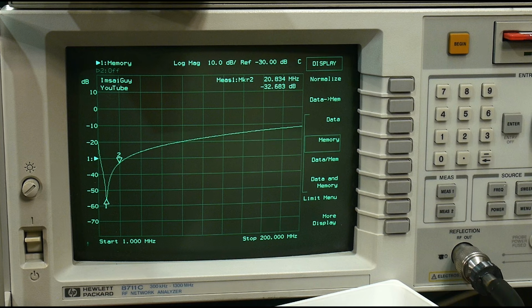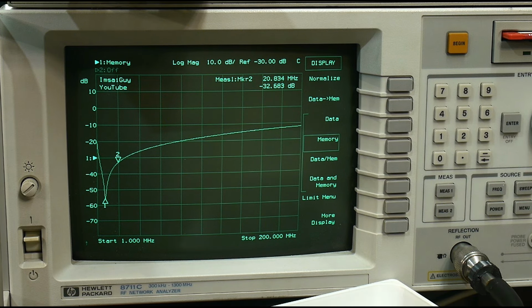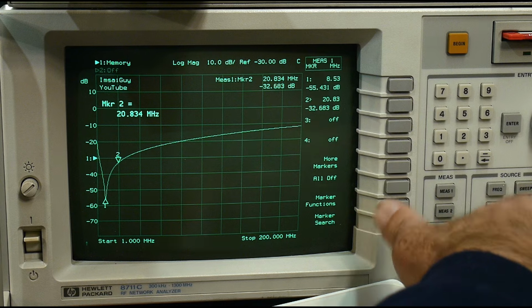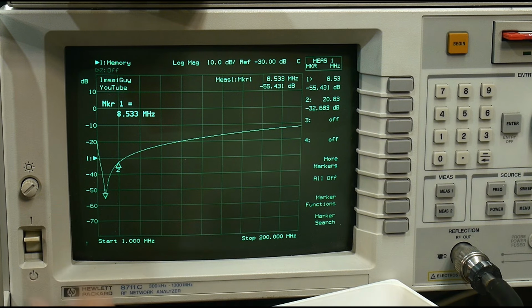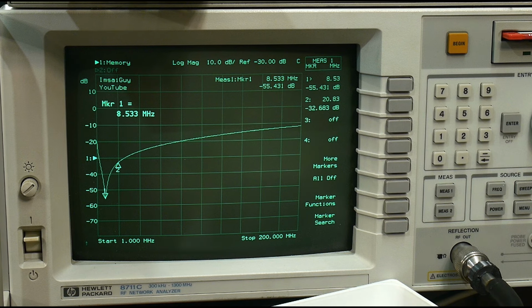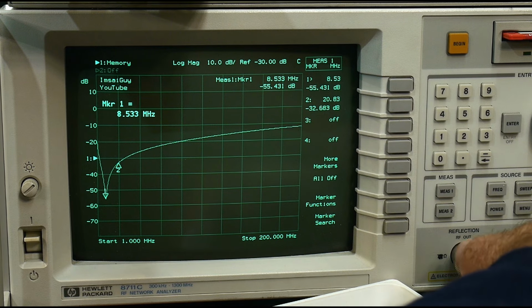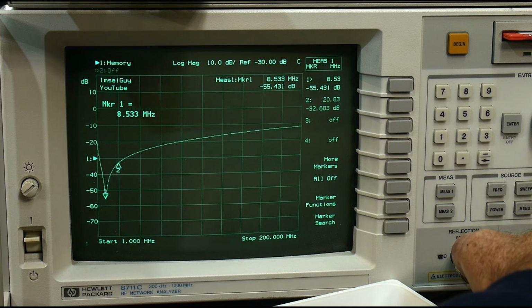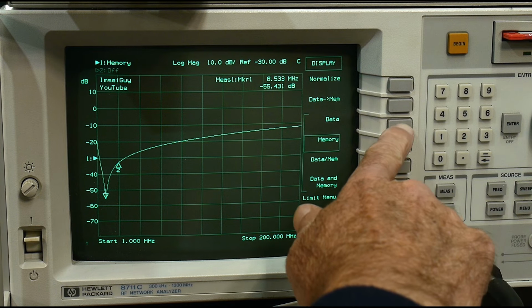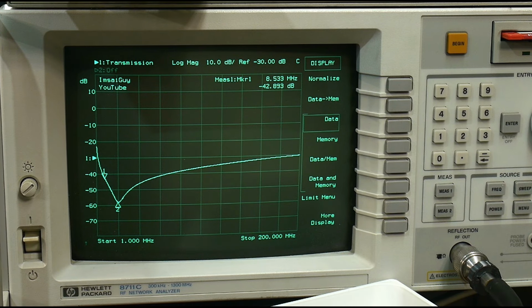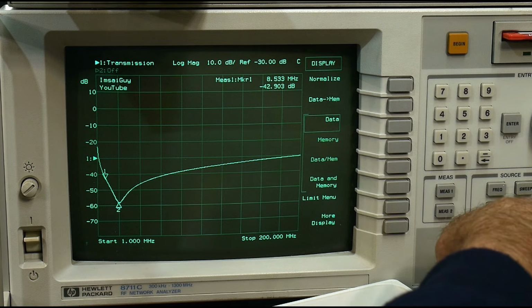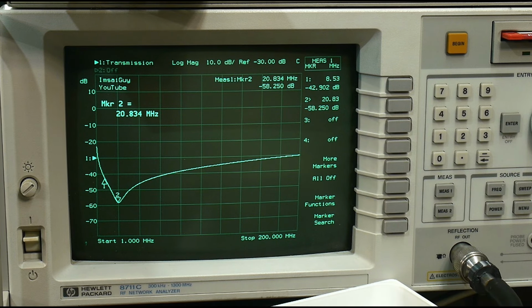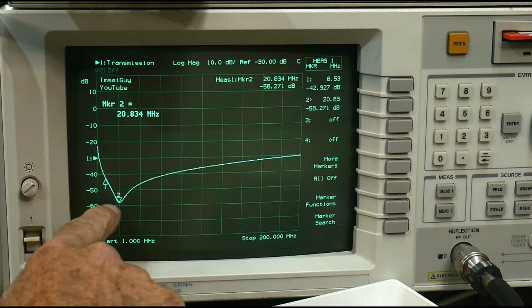All right, so here is the clear leaded package, the axial leaded package, and you can see here we're dipping here, marker 1. Marker 1 is at 8.5 megahertz, all right? So let's then turn on, I have that saved in memory, the surface mount package. You can see that I have marker 2 there. Marker 2 is at 21 megahertz. So this one was 8.5, this is 21 megahertz.